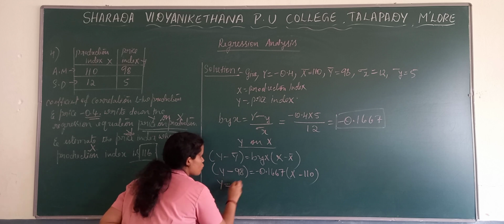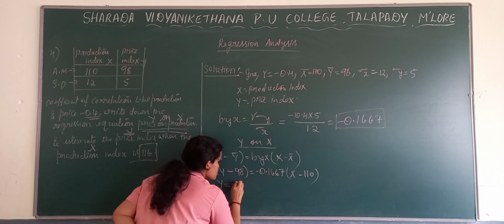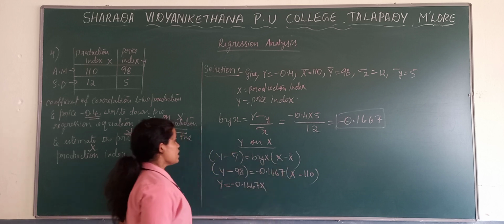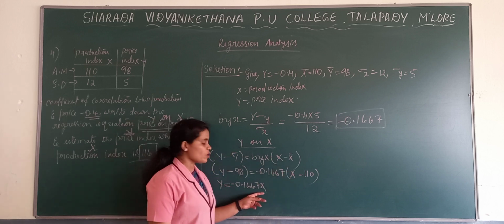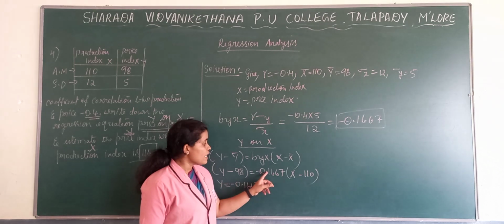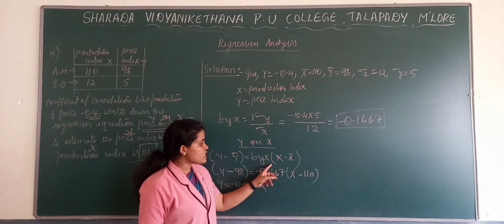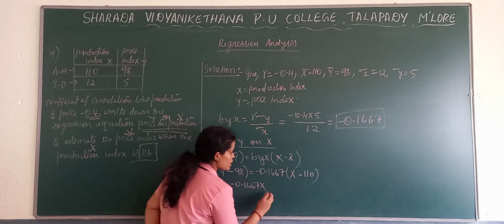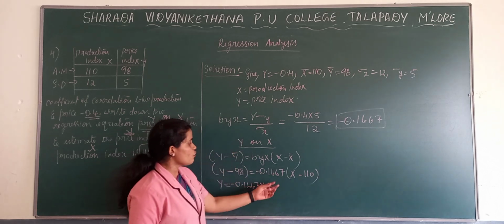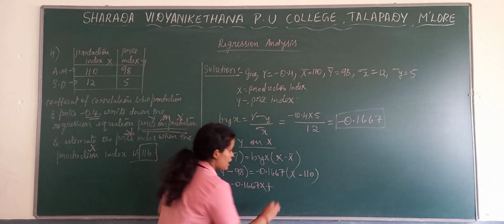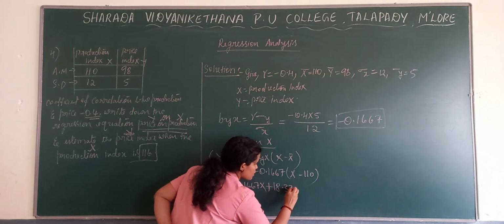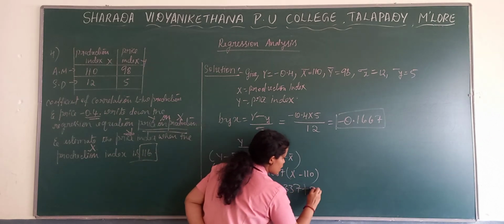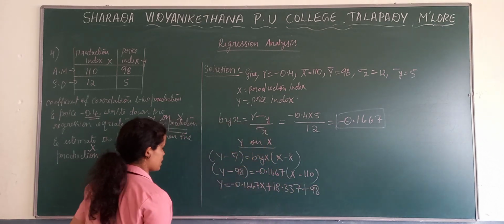So here y is equal to now minus 0.1667 into x. So it will become minus 0.1667x, then minus 0.1667 into 110 minus. So here minus minus becomes plus. So we get value here 18.337. Next, this 98 will become plus when it comes back.